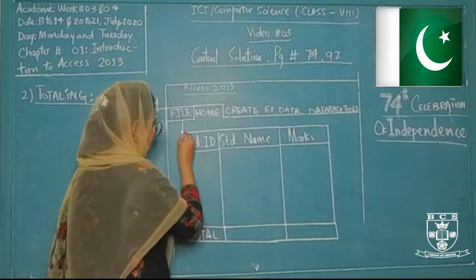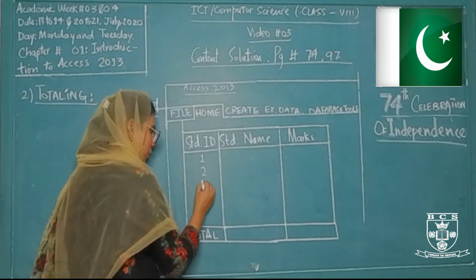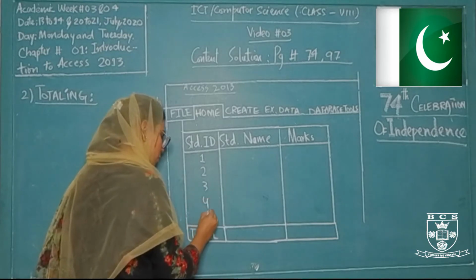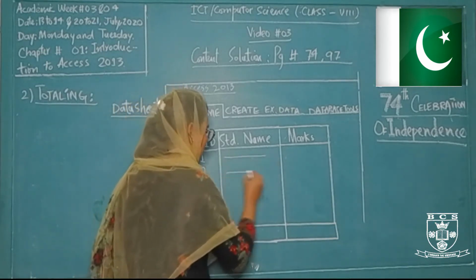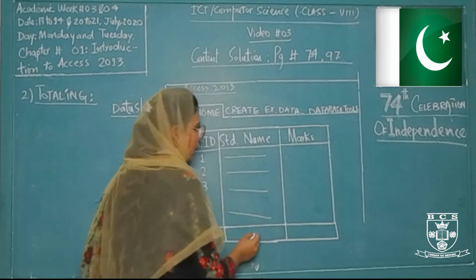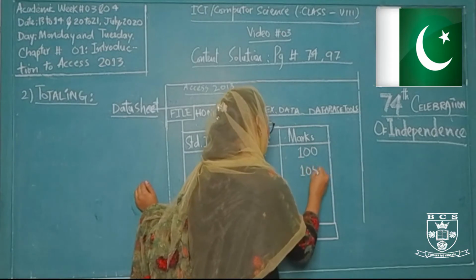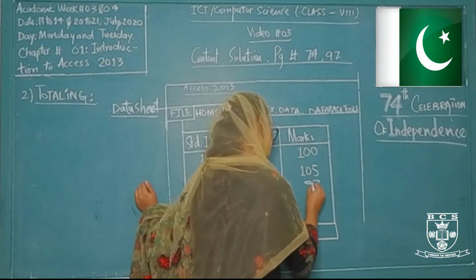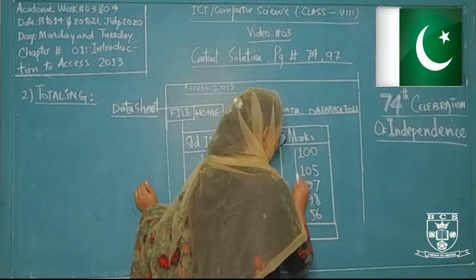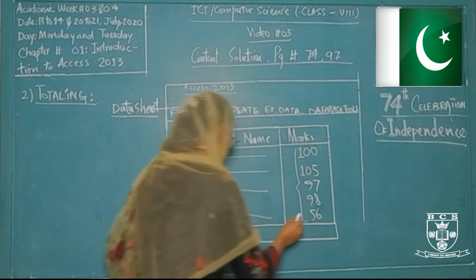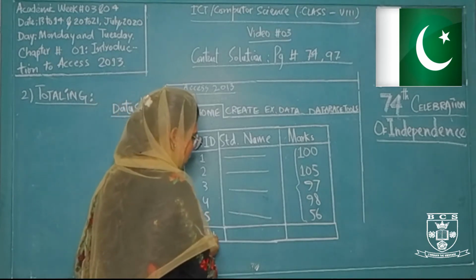And here in front of you there is an example of a column. In this column I am having the different students' IDs for the first field, for 5 different students, then the students' names, then their marks. For example, 100, 105, 97, 98 and 56. I am having these 5 numbers and now I have to total them. So how will I total them? I will come to this row.